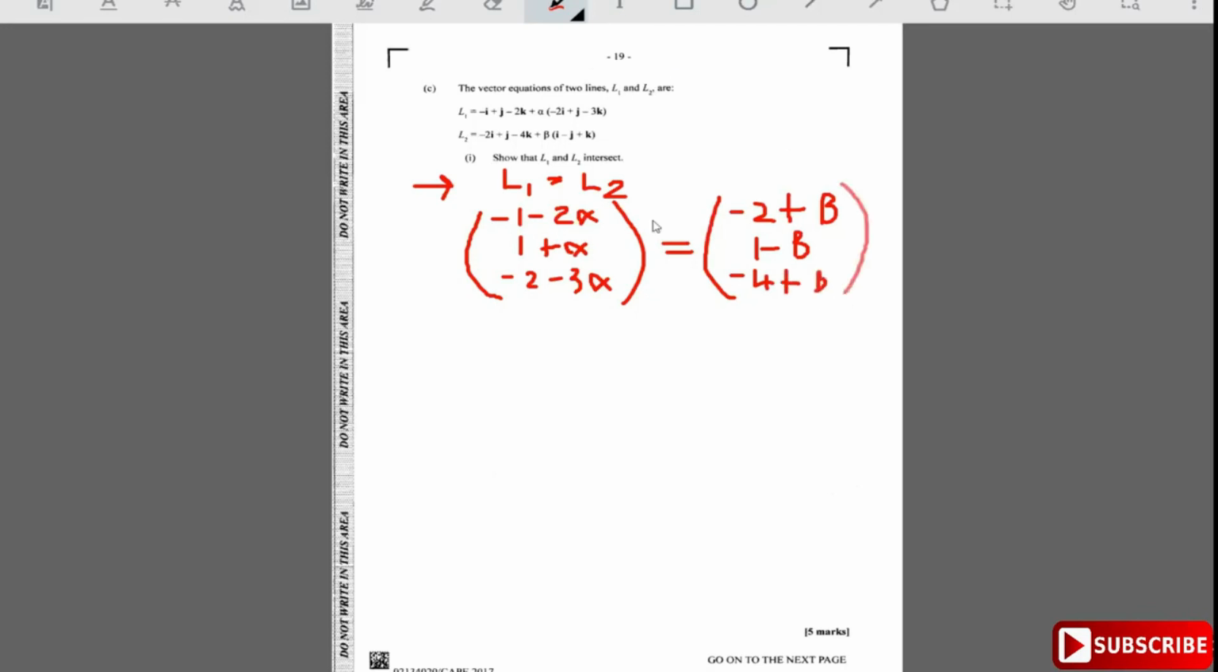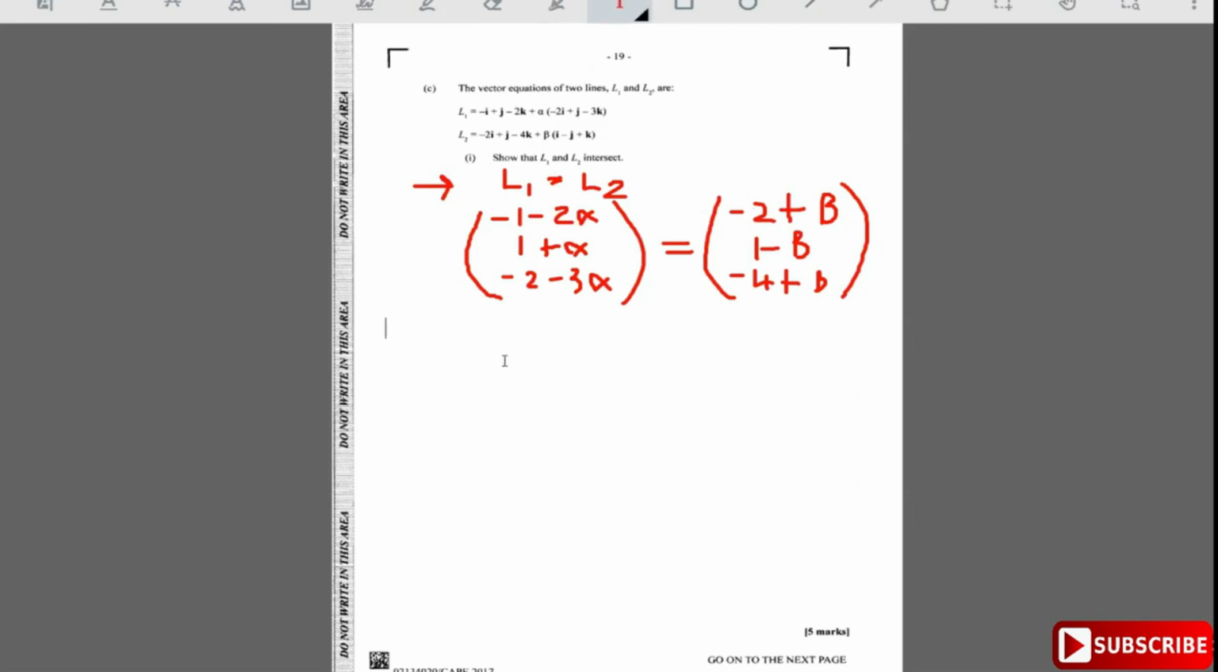Nice and easy. Now, after we do this, all we need to do is equate the I components for both lines, the J components for both lines, and the K components for both lines, and it should work out. So let's compare I components.